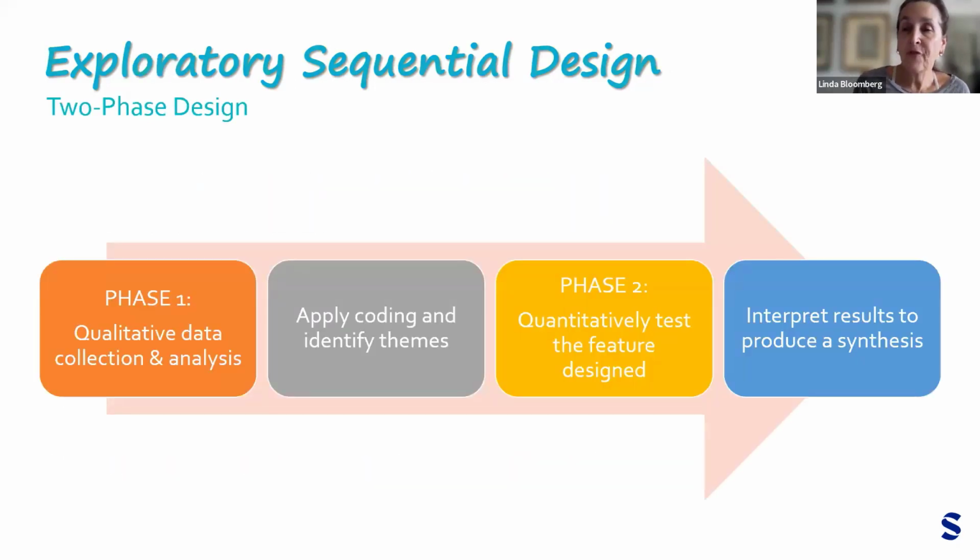And then finally, the fourth design that we look at is called the exploratory sequential design. Again, this is also a two-phase design. In phase 1, qualitative data collection and analysis occurs. The researcher applies codes and identifies themes. And then in phase 2, the quantitative test, the researcher quantitatively tests the feature designed in the qualitative study and interprets the results to produce a fully authentic synthesis.